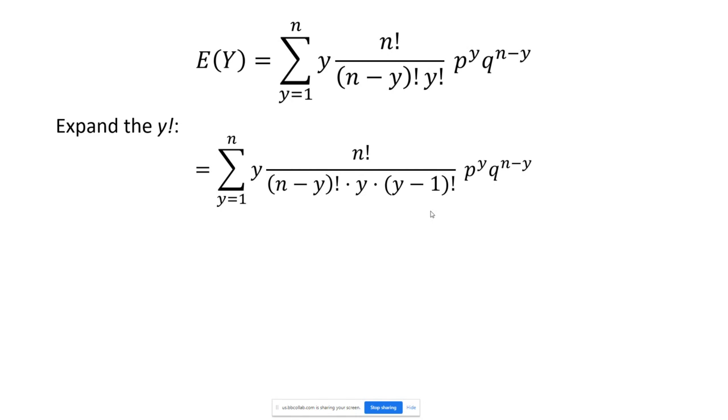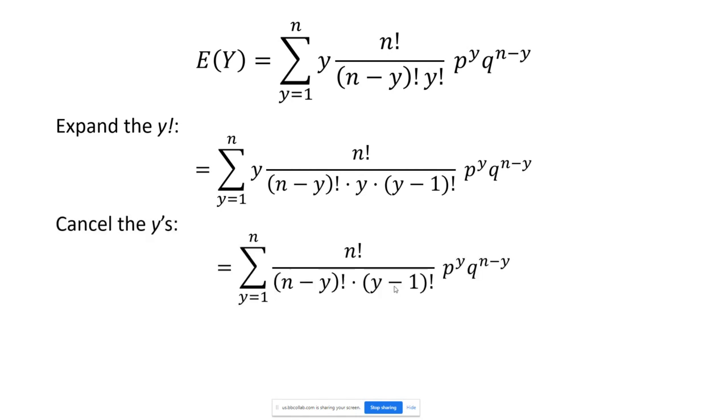The y's cancel. And this is why we bothered to change our summation to y from 1 to n instead of 0 to n, so that we could do that expansion and then the cancellation without worrying about a term where y was 0.